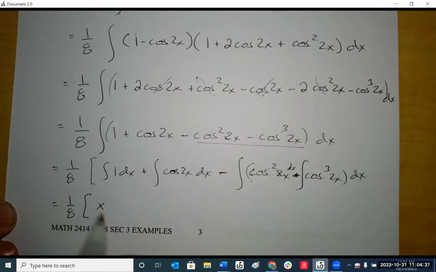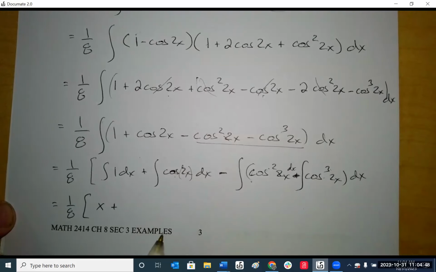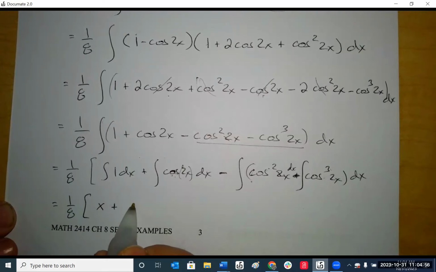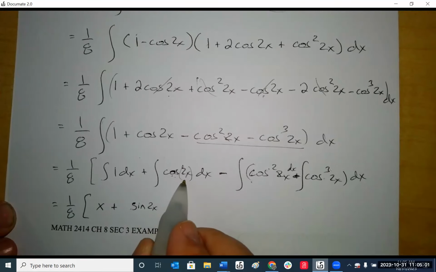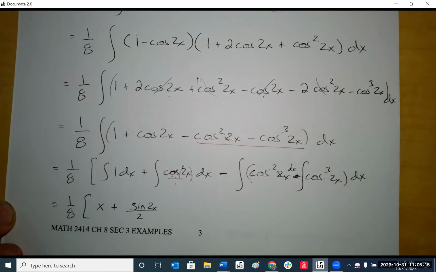Integral of dx is x plus the integral of cosine 2x, so it's the chain rule. Integral of cosine is sine. It's the integral of 2x, so there's a derivative, and it's got to be over 2. So we have sine 2x over 2.